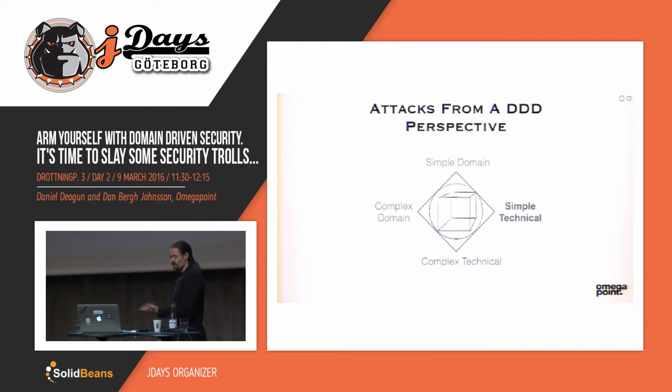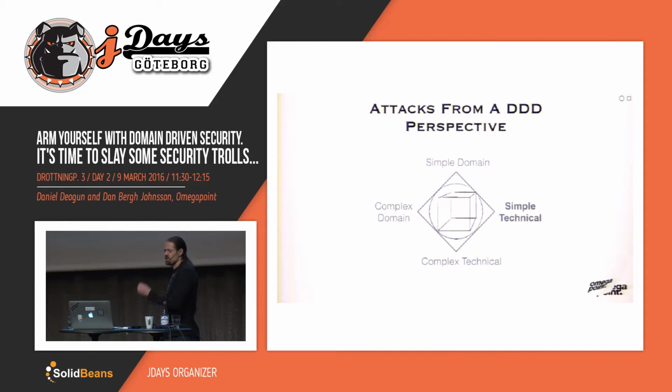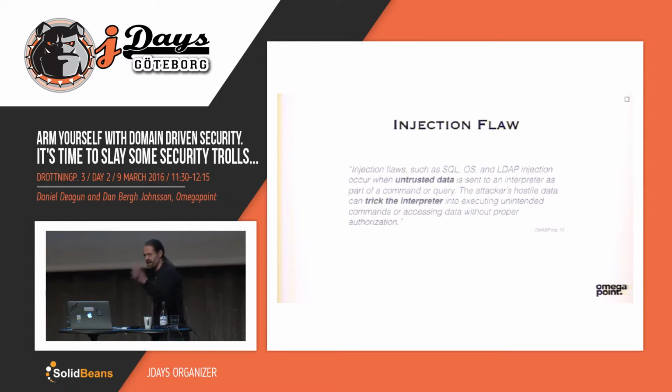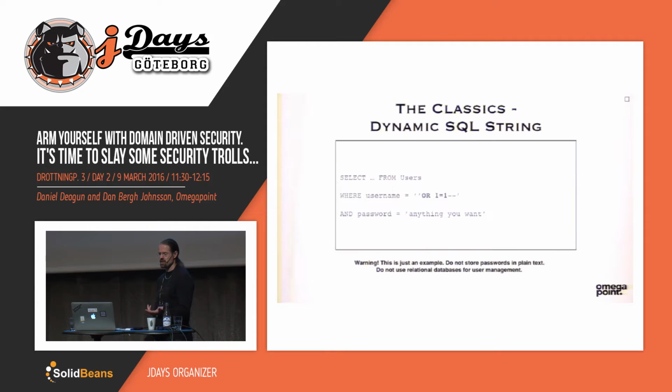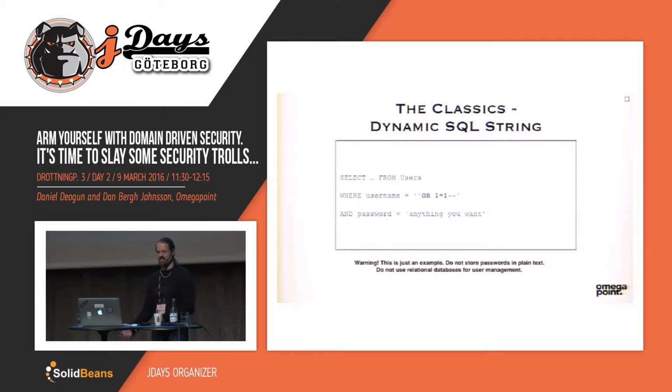Well, the technical attacks, as opposed to domain attacks, attempt to attack the system by technical means, and often with a technical objective, like root access to the server. And the injection flaws are the most famous of those. In an injection flaw, you use some kind of data that is maliciously crafted and that tricks the system into interpreting that data not as data, but rather as code, and doing something nasty with it. The classical example is, of course, the dynamic SQL string attack, SQL injection.